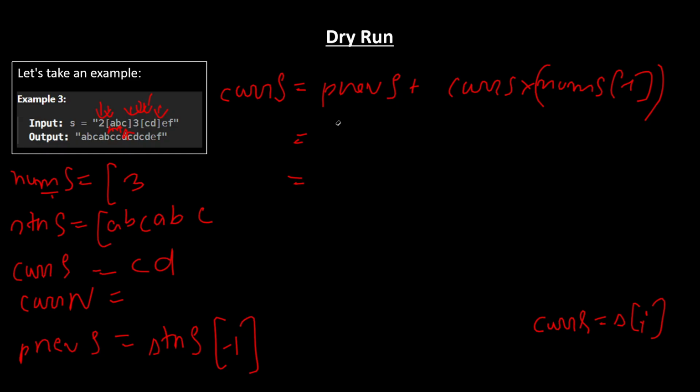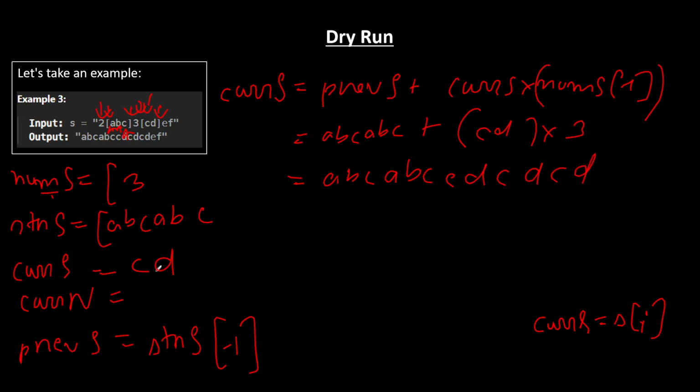So here what we did, the previous string is basically the string stack topmost value, which is ABC. So ABC plus current string CD, multiplied by num stack topmost value, which is 3. So it results in ABC, ABC, CD, CD, CD. Okay, and it gets stored in our current string. Write it here: ABC, ABC, CD, CD, and CD one more time because it is 3. Okay, fine. So this is the thing.